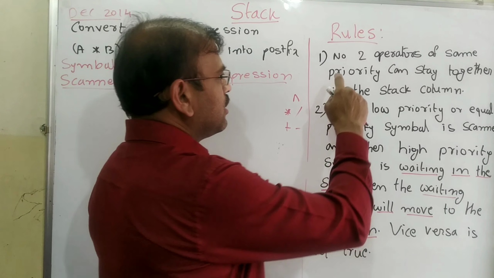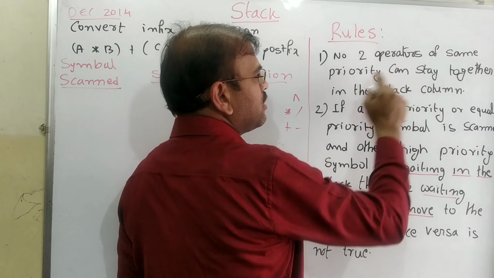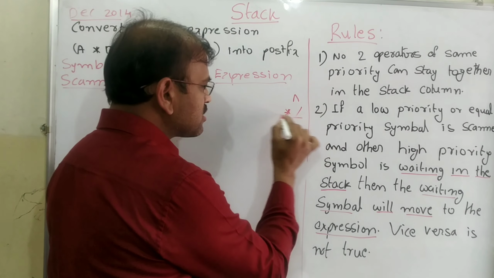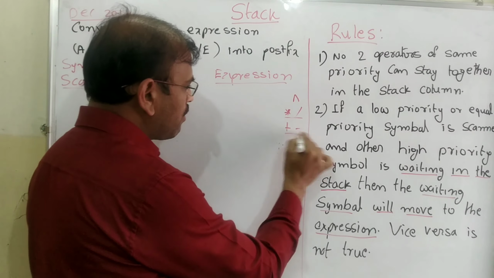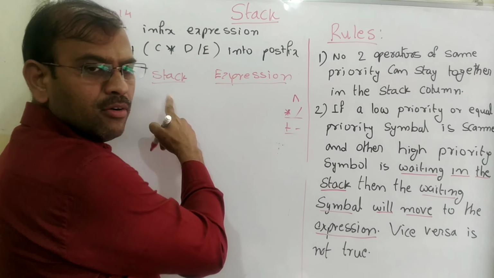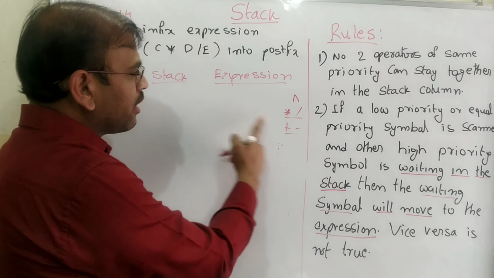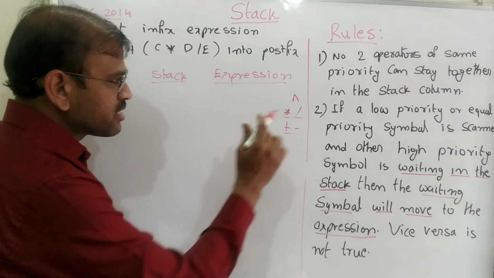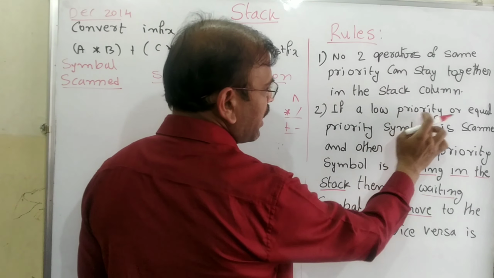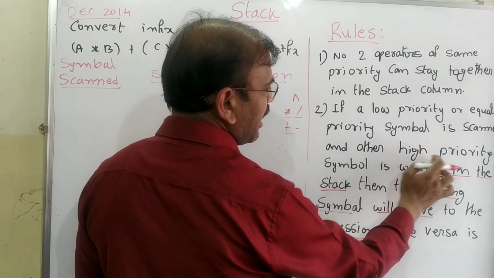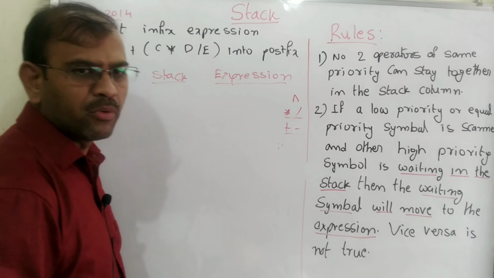Now look here. No two operators of the same priority can stay together. These two operators are at the same level. These two operators are at the same level. So when we are writing into the stack, they will not stay together. So that means the second rule: if a low priority or equal priority symbol is scanned, the high priority symbol will be moved.